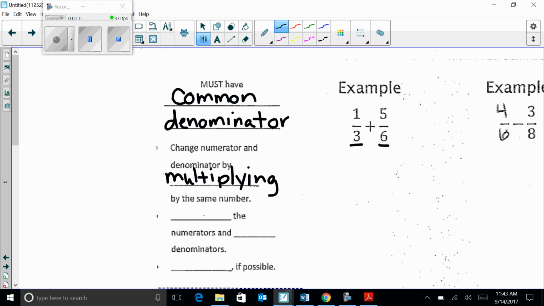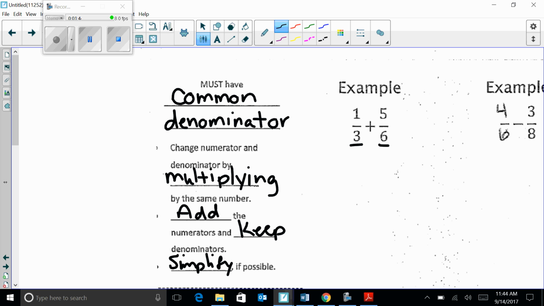Then my next step is, because in this case we are adding, we are going to add the numerators and we are going to keep the denominators. Because once we multiply our fractions and they have common denominators, now we're just following the rules from yesterday's practice of adding and subtracting fractions. And then you always simplify if possible, okay?